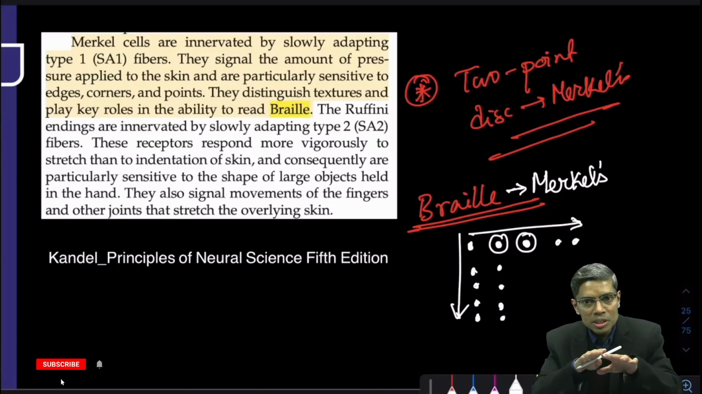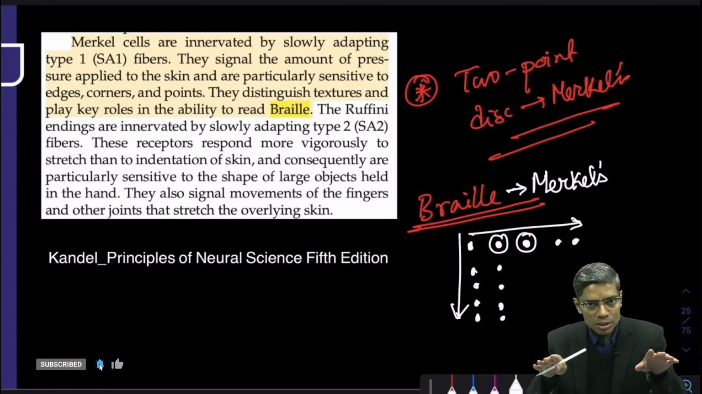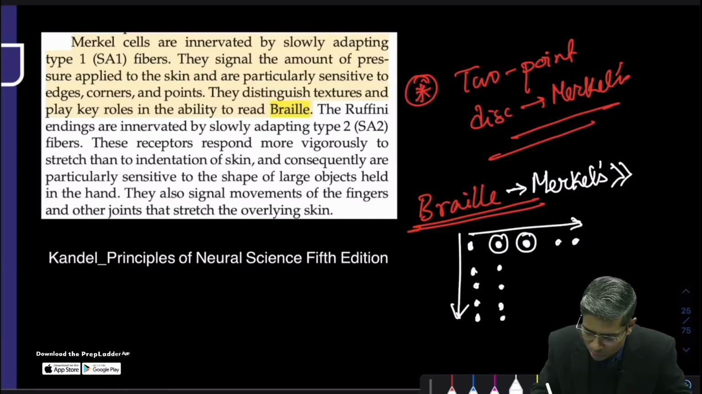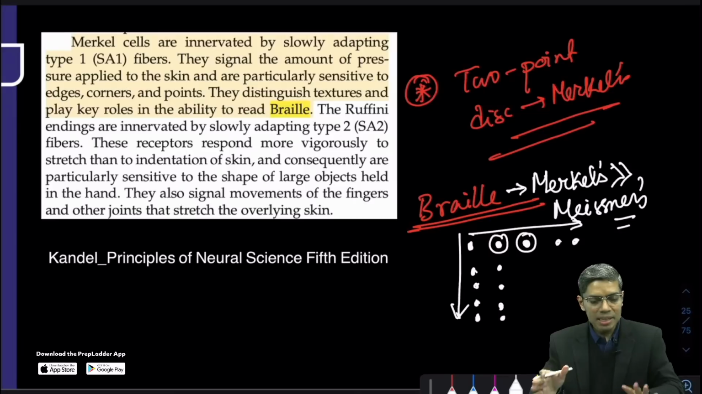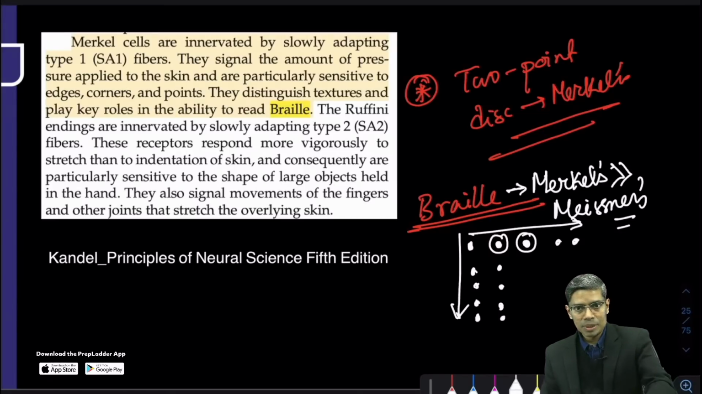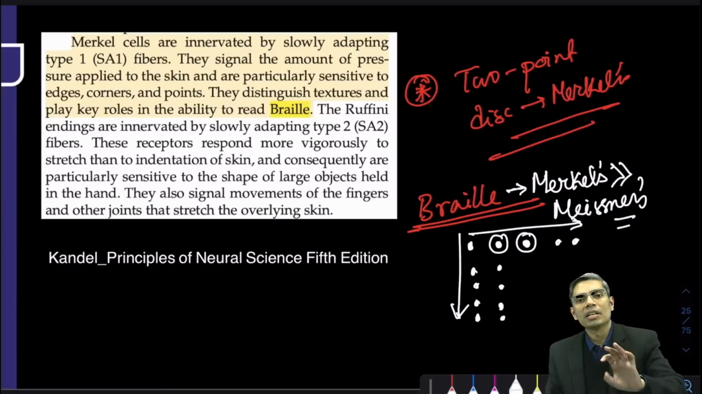So whenever you are moving your finger, moving touch is best detected by Meissner's. That's why I also require Meissner's, but without Merkels, Braille cannot be read because the dots, the elevated point, you cannot perceive.